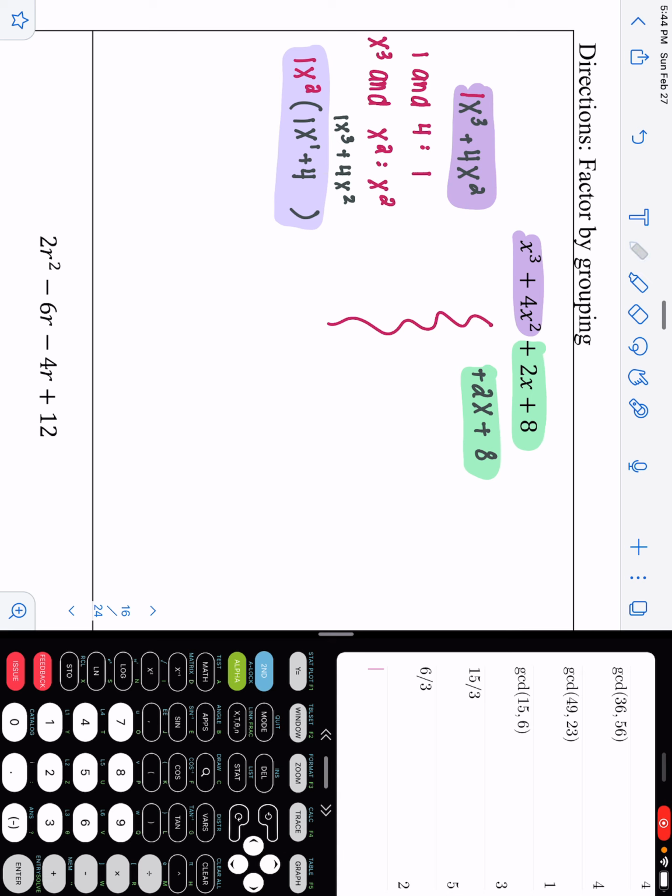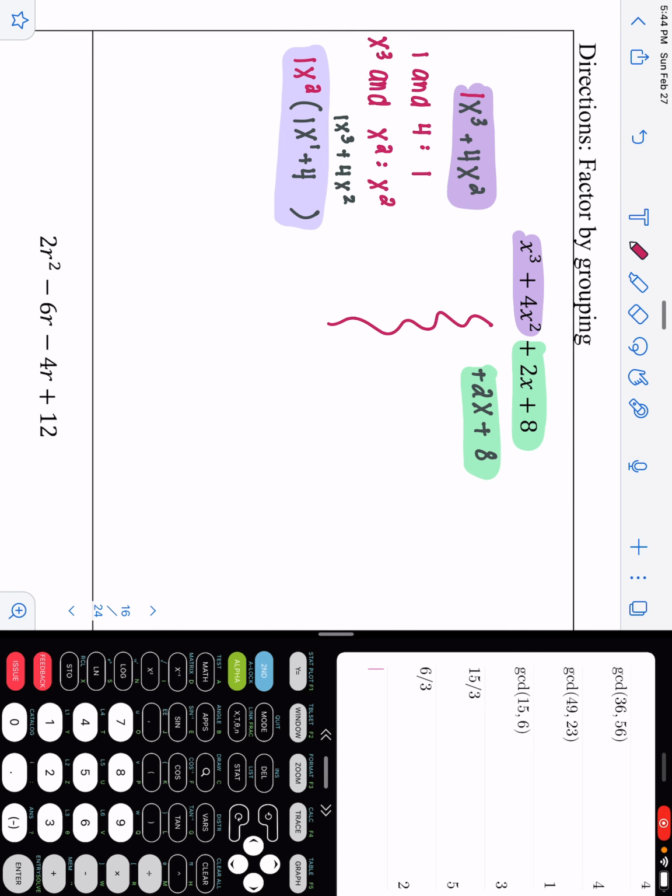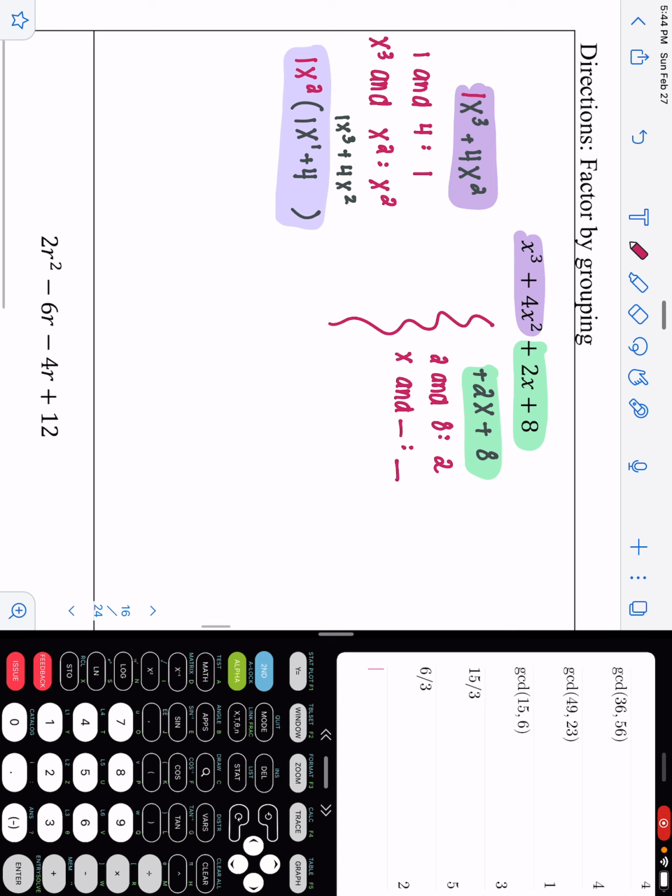Okay, let's do the same thing for the green part. So I have 2x plus 8. So I have 2 and 8. My GCF there is going to be 2. X and blank. My GCF there is just blank. So our combined GCF is 2x. And now let's figure out what's inside our parentheses.